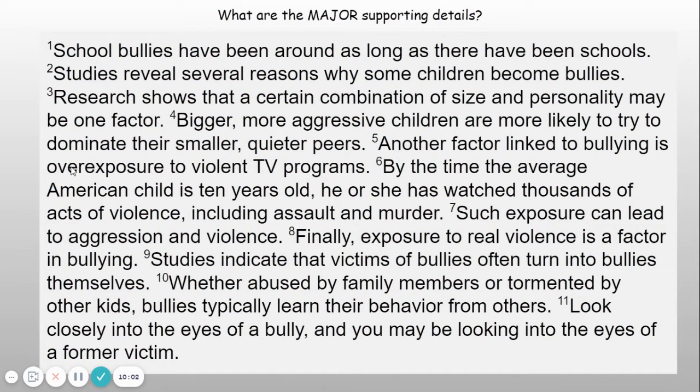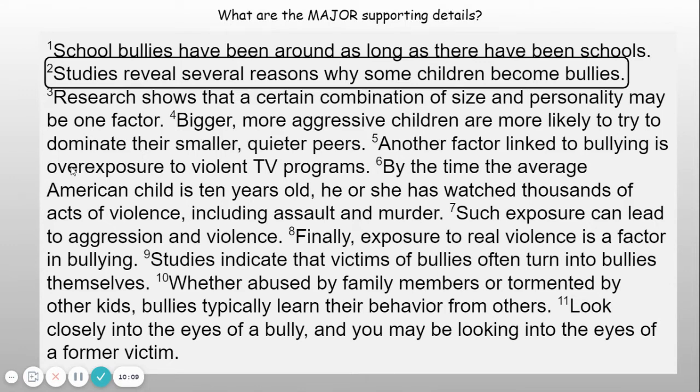All right, so this time, main idea is sentence 2, right? Studies reveal several reasons why some children become bullies. Again, there's a lot of little details here. I'm just looking for the 3 major details. There are 3 here. First one, research shows that a certain combination of size and personality may be one factor, which sort of tells you this is the first reason, right? Then I'm looking at sentence 5. Another factor linked to bullying is overexposure to TV programs.